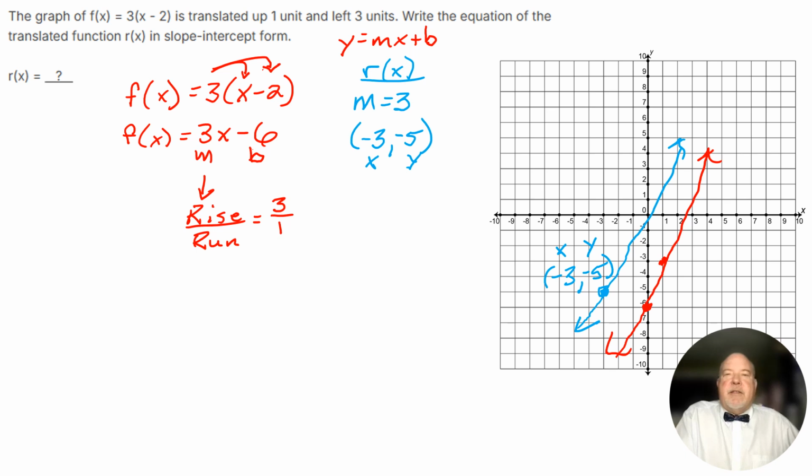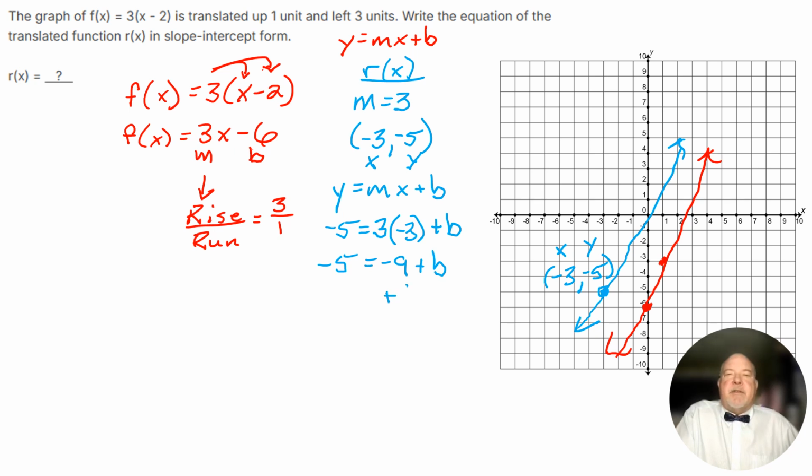I'm going to take all of this information and plug it into slope-intercept form, y equals mx plus b. So I plug in -5 for y. M we said is 3. It's got the same slope. They're parallel. X is -3. And then I have plus b. So now let's solve this for b. So now I have -5 equals -9 plus b.